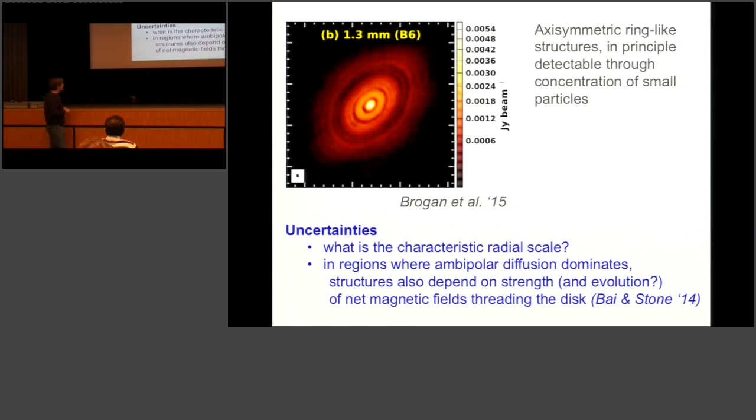So as I was mentioning, though, there are some uncertainties in zonal flows, and the most important of which is what the characteristic radial scale really is. In local simulations, the characteristic scales are typically quite a large number of scale heights, maybe 5 or 10 scale heights. We don't really know whether we're getting a converged answer in local calculations, or whether effects that are really only present in global disks would be necessary to get a good estimate of that.